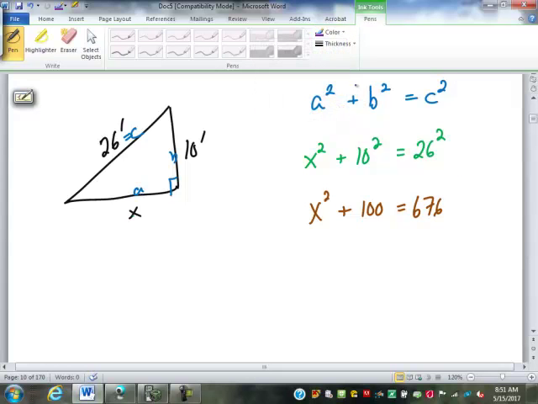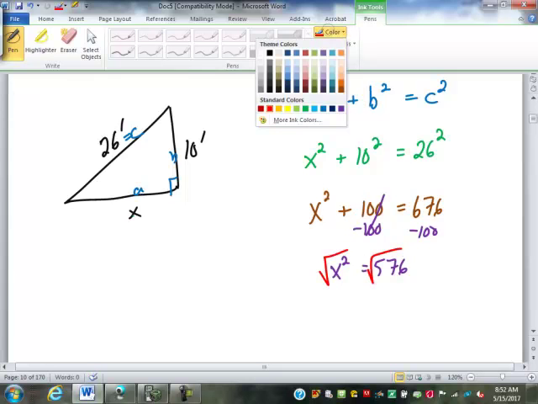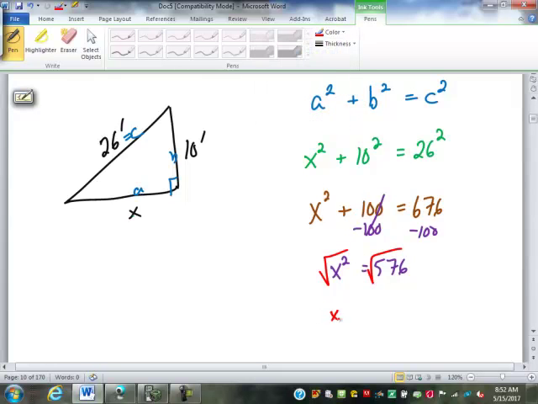Then what do we do? Subtract 100. X squared is 576. And our last step. Square root. So x equals 24. So that's going to be 24 feet.